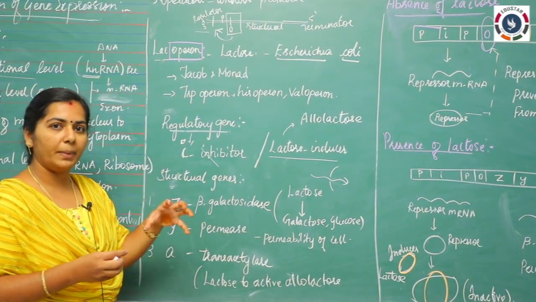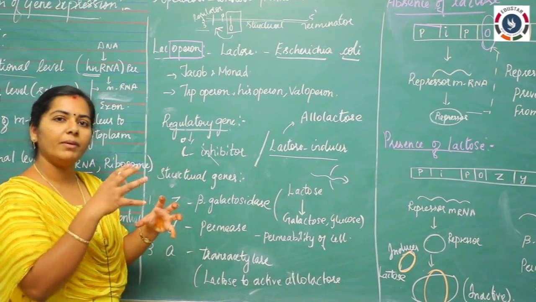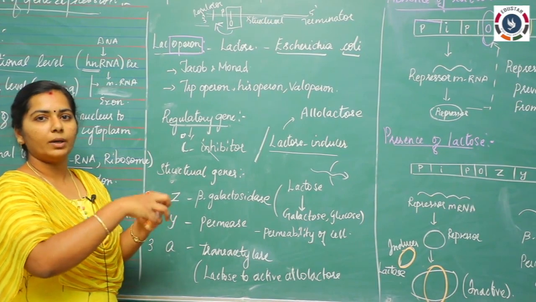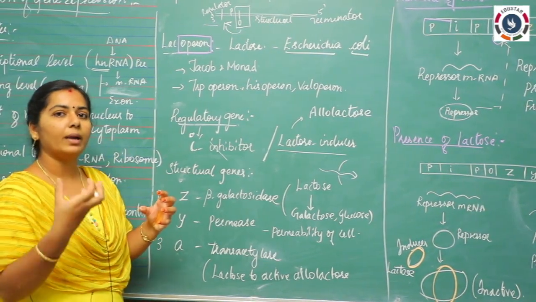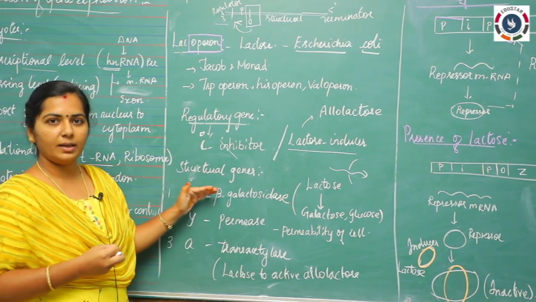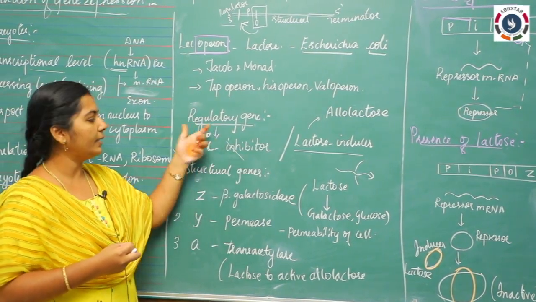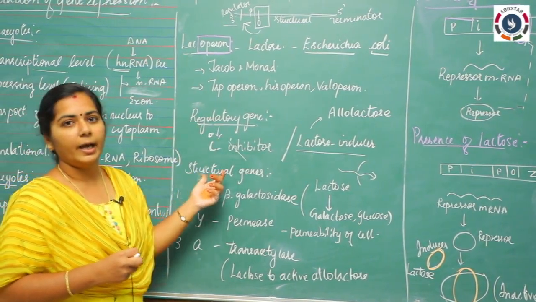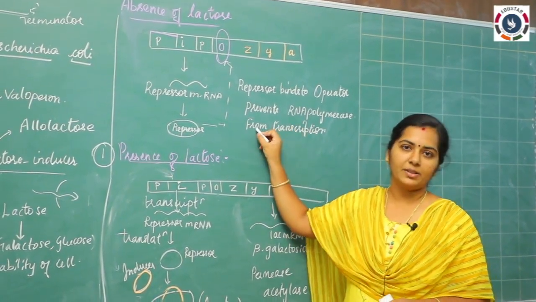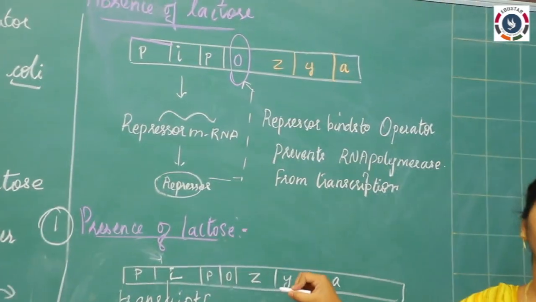If lactose is coming, these 3 enzymes will be very active and will recognize the lactose and convert it into allolactose and bring it to our repressor site. So these are the basic genes present in our lac operon, the regulator as well as the structural genes. Now we are going to see both the cases: what happens if there is an absence of lactose and what happens if there is a presence of lactose.